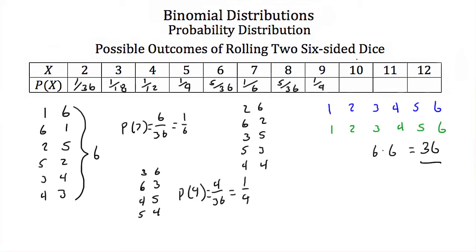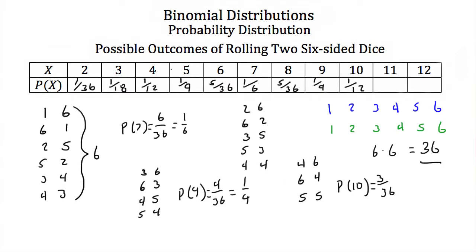Now the 10. We can get a 10 from a 4 and a 6, and a 6 and a 4, or a 5 and a 5. So there's 3 different ways. So the probability of getting 10 is 3 out of 36. And that reduces down to 1/12.